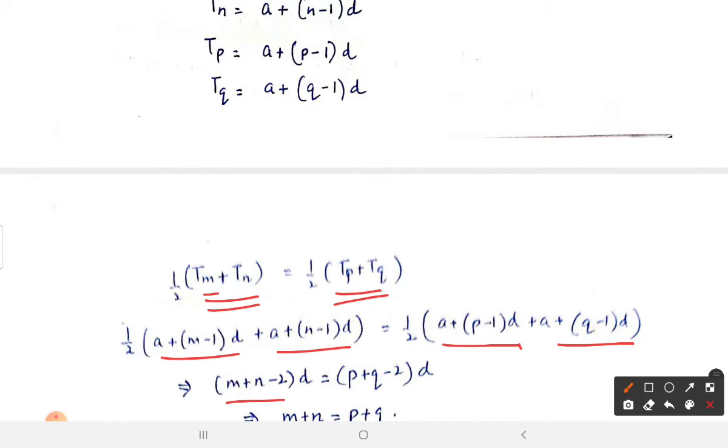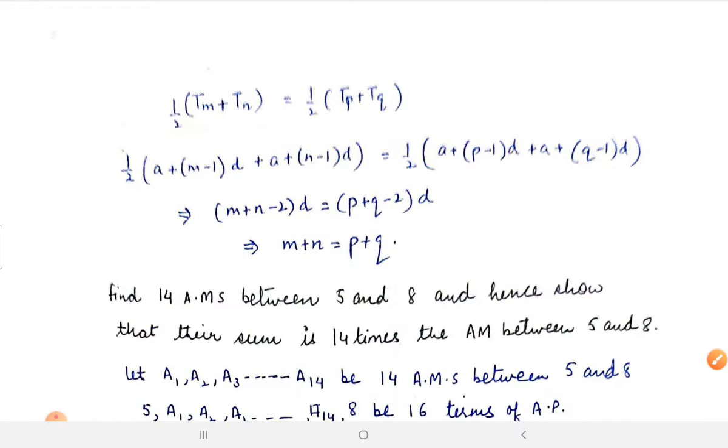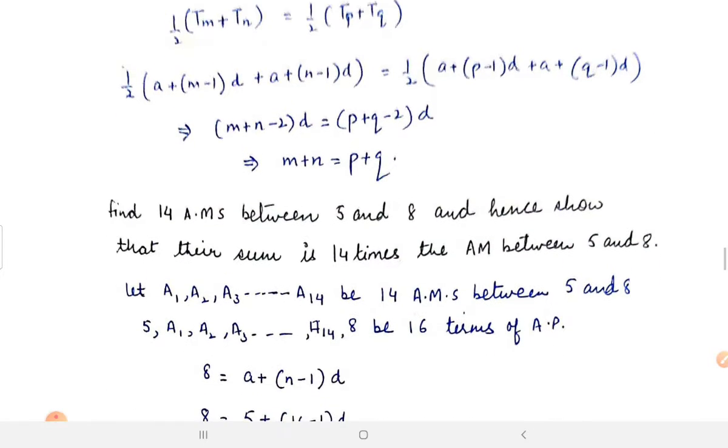The half cancels with this, and this a also cancels with this. Again adding, this a also cancels with this, so we are left with (m plus n minus 2) times d here, and here we have (p plus q minus 2) times d. Again the minus 2d cancels, so we are left with m plus n is equal to p plus q, which we wanted to prove.